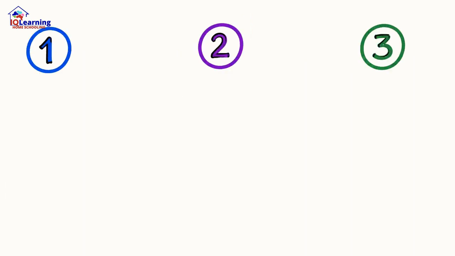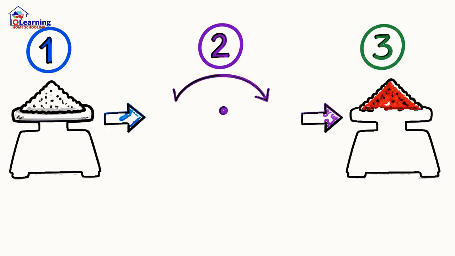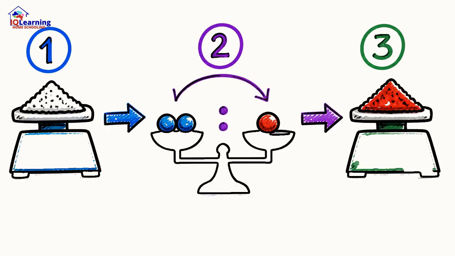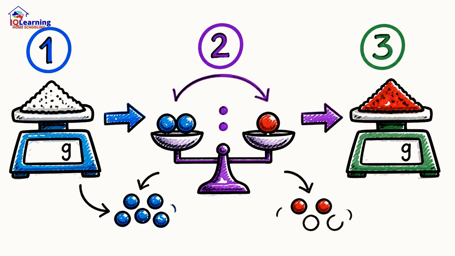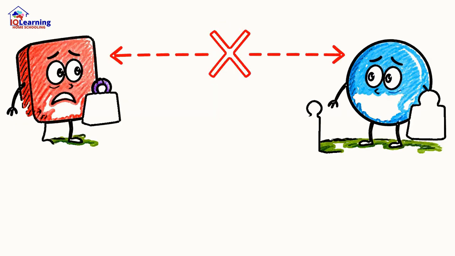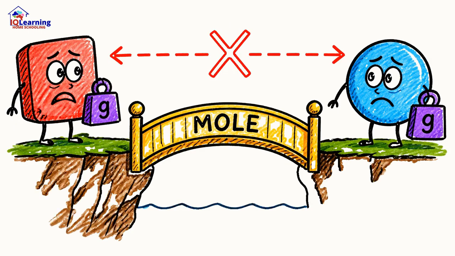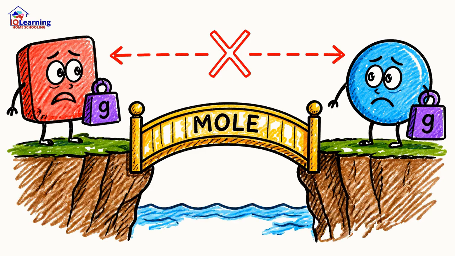Most problems follow a simple 3-step roadmap. You convert the mass of your starting chemical into moles, use the mole ratio to find the moles of the chemical you want to make, and then convert those moles back into mass. The golden rule? You can never convert grams of one thing directly to grams of another. You must cross the mole bridge.